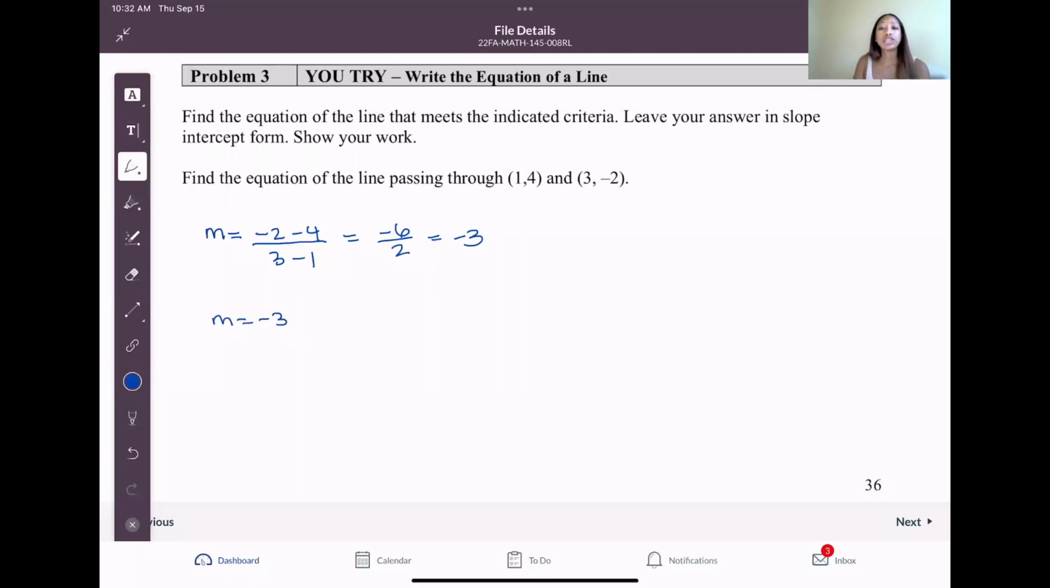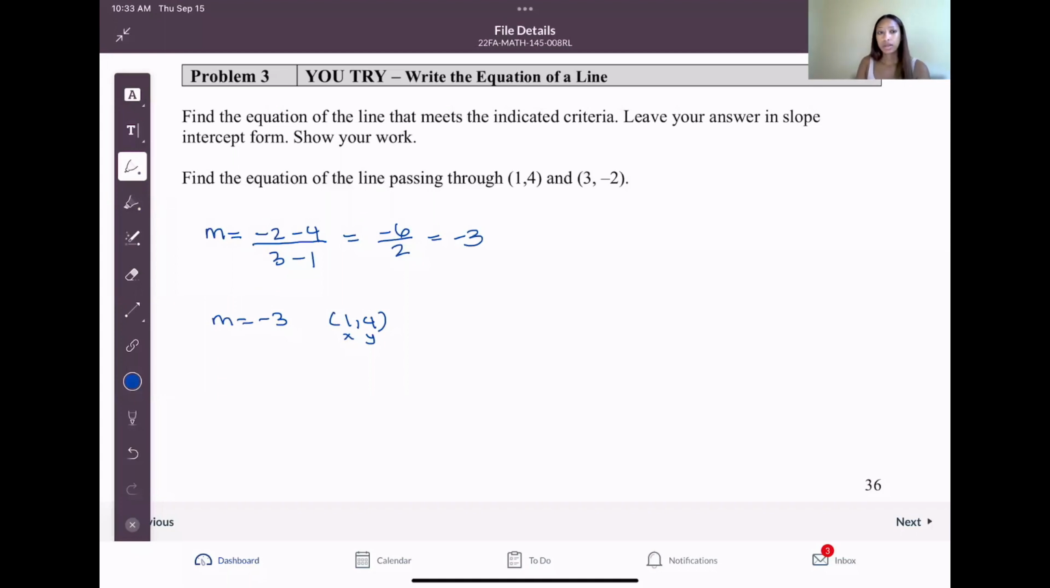And then we need to identify a point that we want to use to help us find b. We're given 2 points in the beginning of the problem, (1, 4) and (3, -2). You can use either one of those. It doesn't matter which one, you'll get the correct answer. I'm going to use (1, 4). So this gives us our slope, and the (1, 4) gives us a value for x and y.